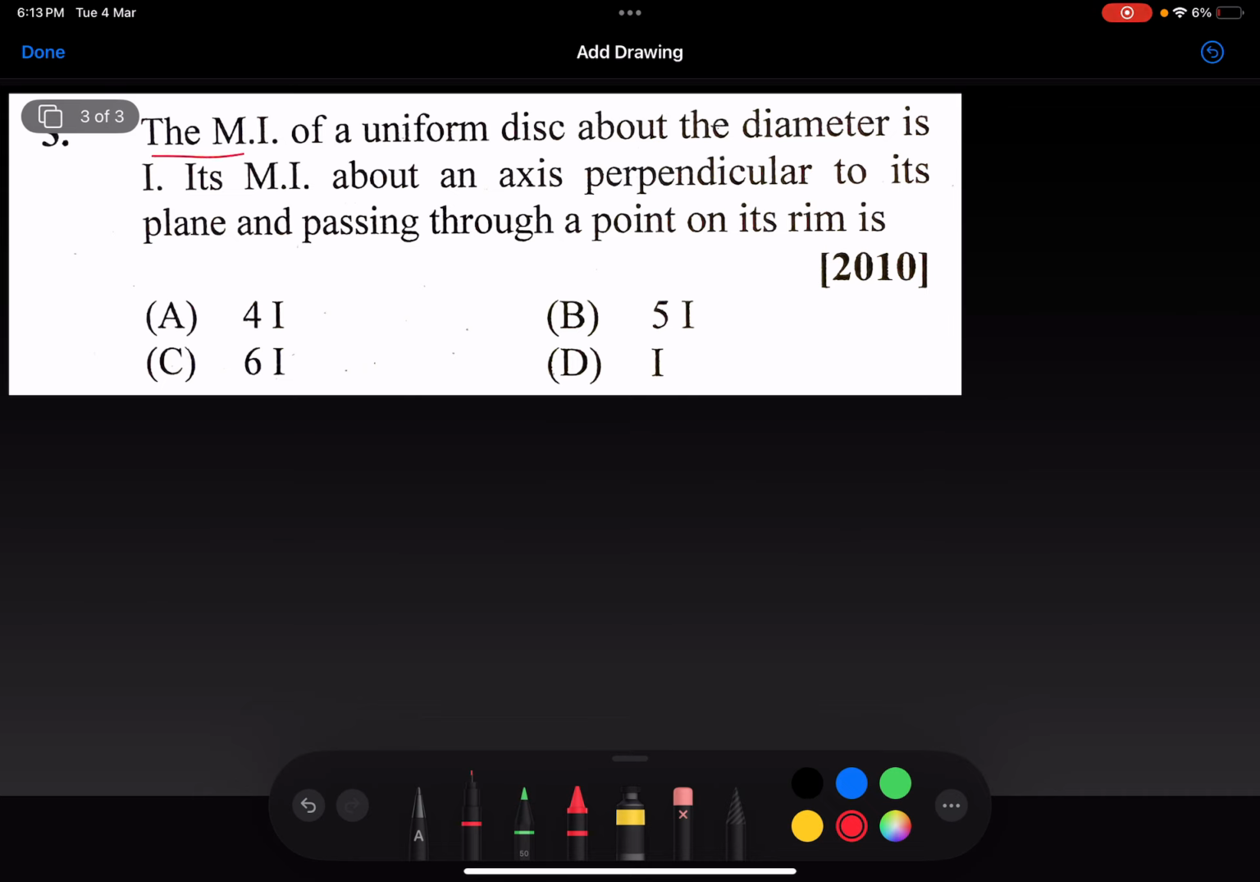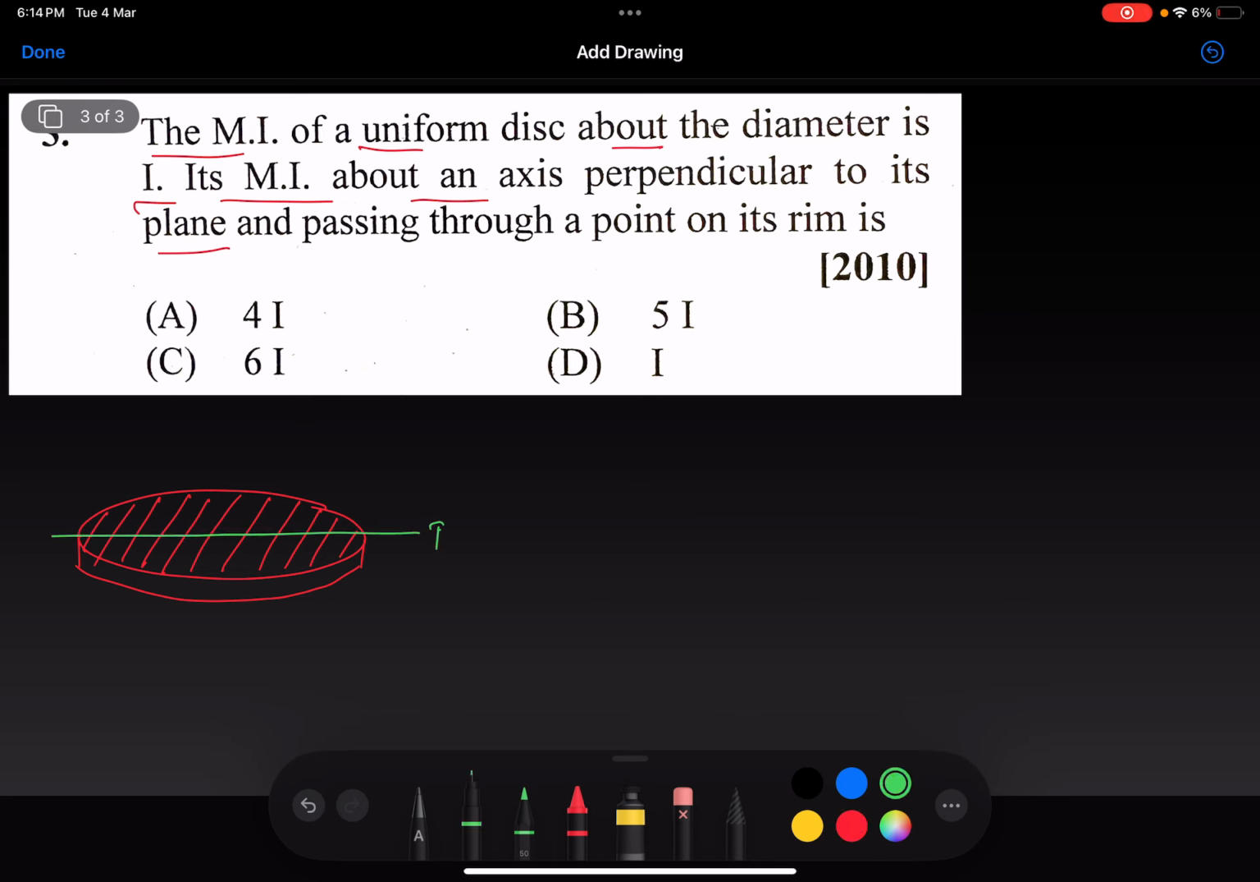The moment of inertia of a uniform disk about the diameter is I. Its moment of inertia about an axis perpendicular to its plane and passing through a point on its rim is? So one disk is given. Consider this is the disk. The moment of inertia about the axis which is along the diameter is I.